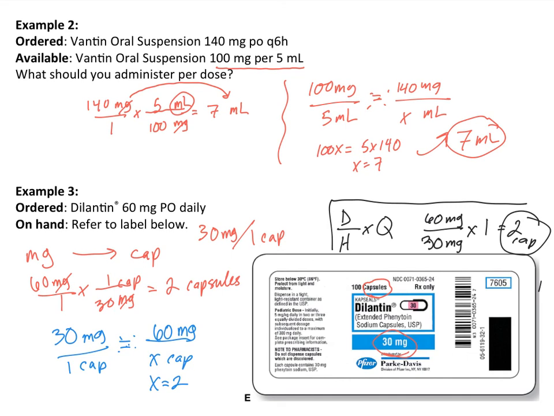So I hope this has been helpful to think about the big picture of dosage calculations. 1, how do I organize the information? What am I starting with? What do I need to go to? 2, am I going to use dimensional analysis or a proportion or the formula, and how do I set that up? And then finally, just checking the reasonableness.